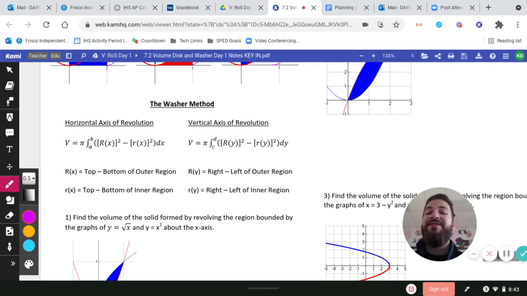So we need to square them separately. It's not one big squared, they're squared separately. That's very, very important to remember. Okay, and then same idea, horizontal axis r of x, vertical axis r of y.